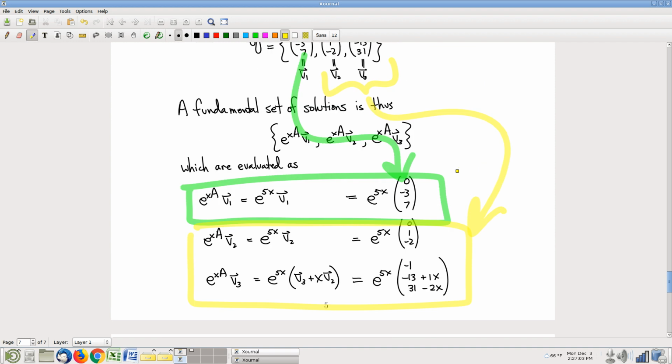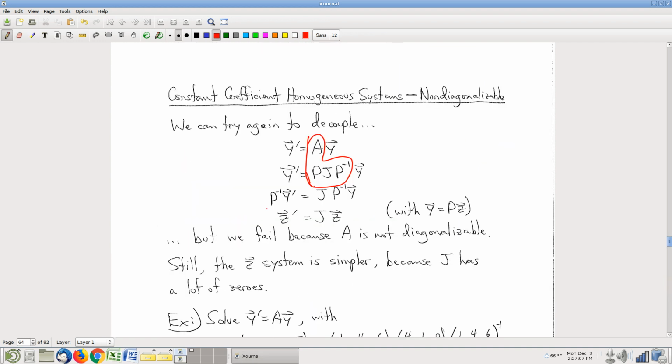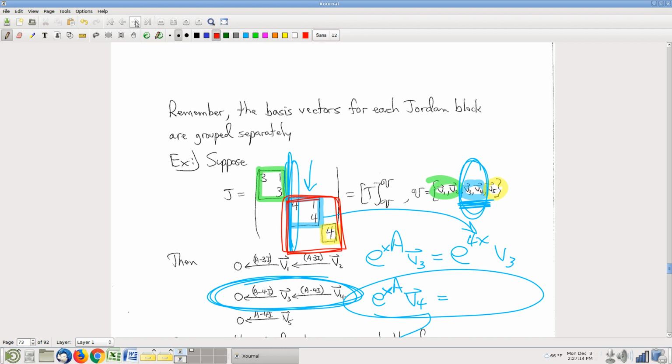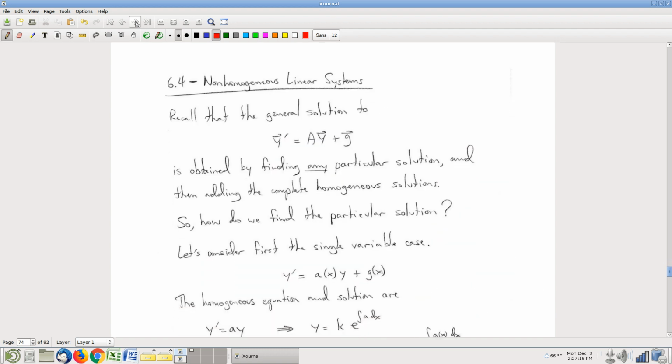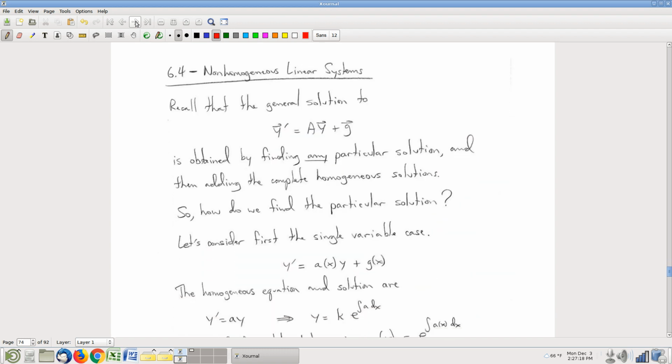Okay, let's see here. So let me go back to the notes. Wow, we are short on time. Okay, so I want to do just a couple of quick things before we call it a day. So we're moving on now to non-homogeneous equations.